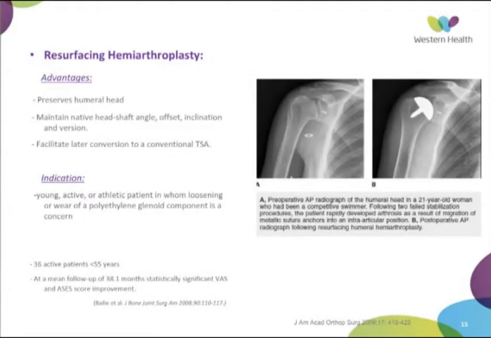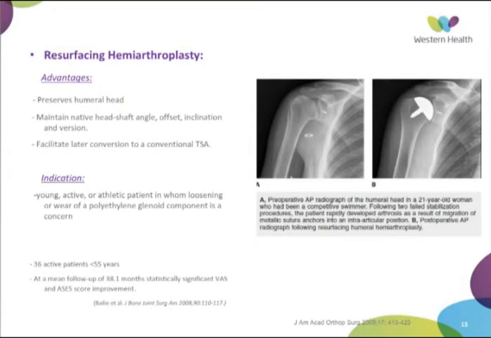Resurfacing hemiarthroplasty has also been described in the literature. The advantages for it: we can preserve the humeral head, all of the natural anatomical characteristics can be saved, the head shaft angle and the offsets can be maintained using this, and it's easy to change it later to a conventional total shoulder arthroplasty. It's a good option in people that are young and active, and also athletes or patients that we're worried about the loosening of the glenoid component.